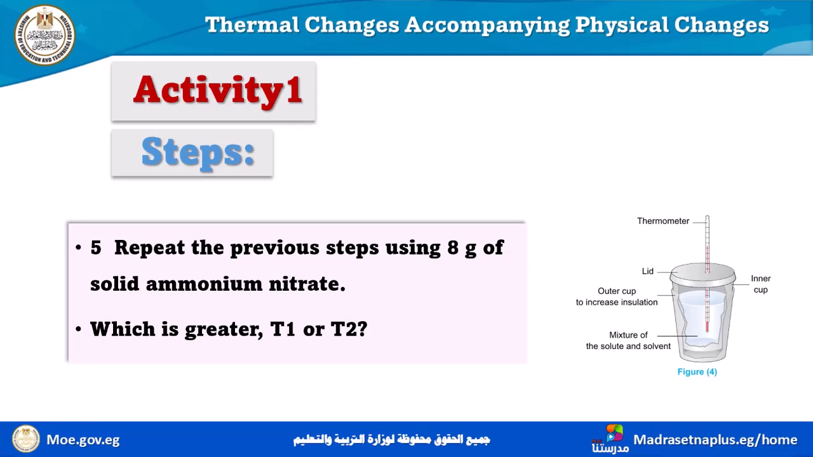We will repeat the previous steps using 8 grams of solid ammonium nitrate. So we will start by adding 100 milliliters of water and record its temperature, which will be T1. Then we will add 8 grams of solid ammonium nitrate and cover the solution with the lid and stir it carefully with the thermometer, and after 5 seconds we will record the temperature of the solution, and this temperature will be T2.